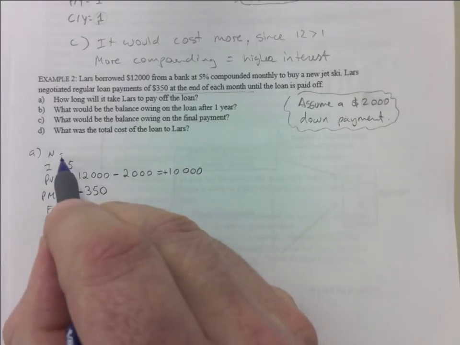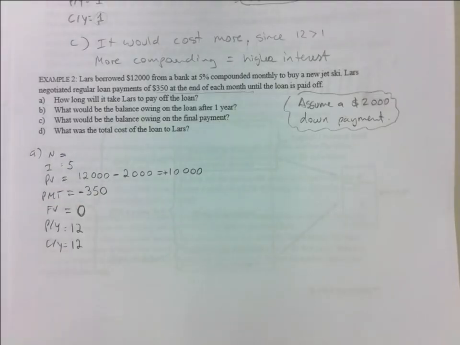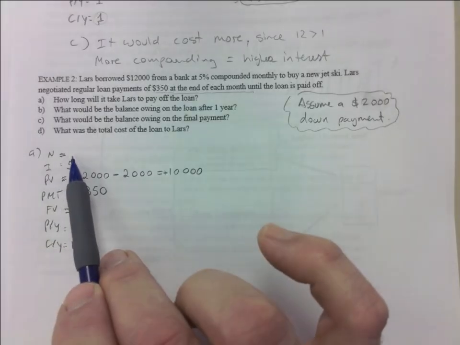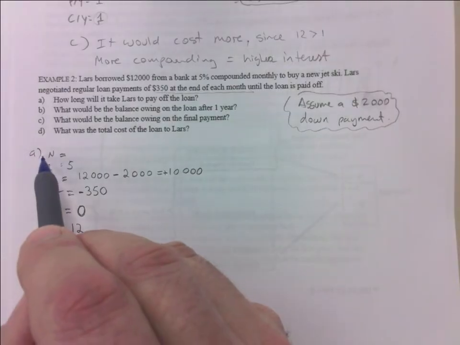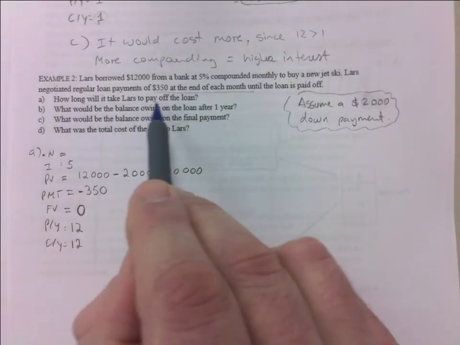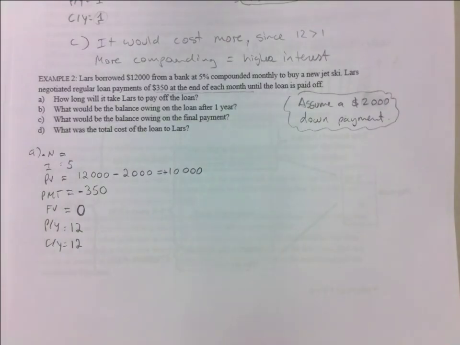5%. So what's left? N. Does it make sense that that's the question mark? Because it's asking for how long. N, really? That's where you find your time, okay? So let's solve it.